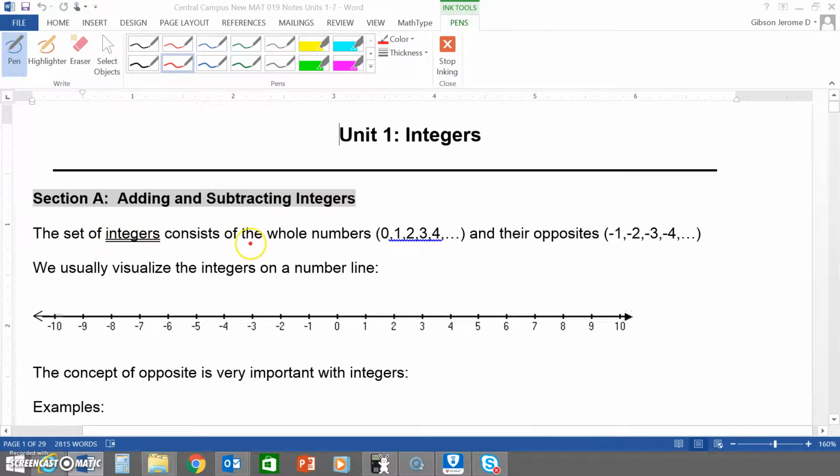The set of integers consists of the whole numbers 0, 1, 2, 3, 4, and their opposites, -1, -2, -3, -4. We usually visualize the integers on a number line. The concept of opposite is very important with integers.